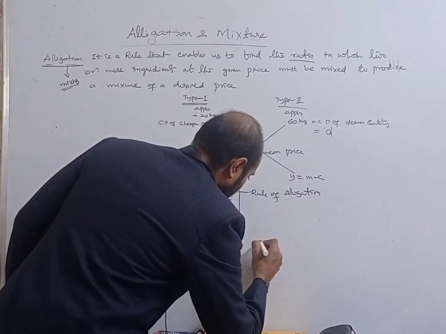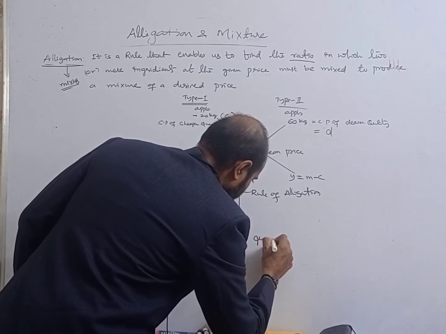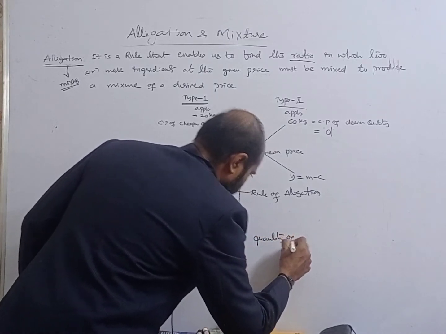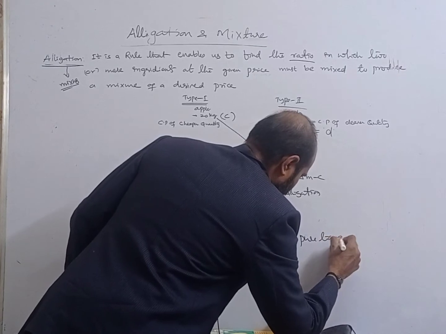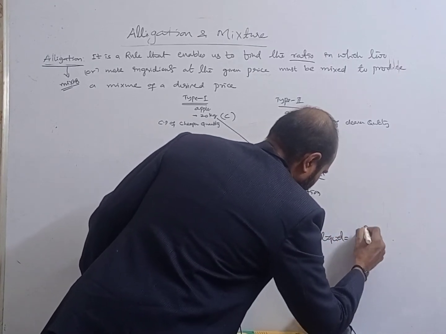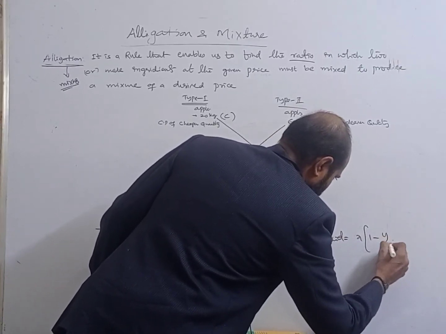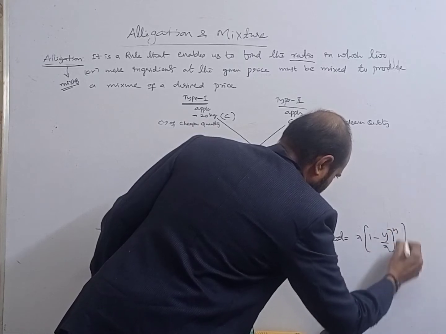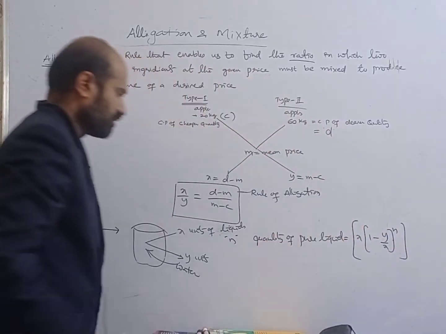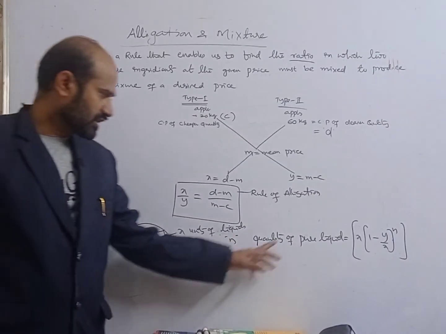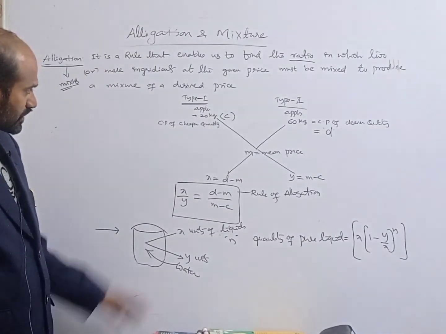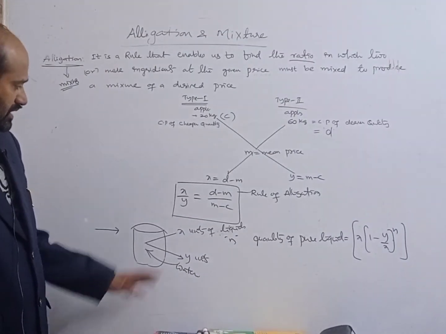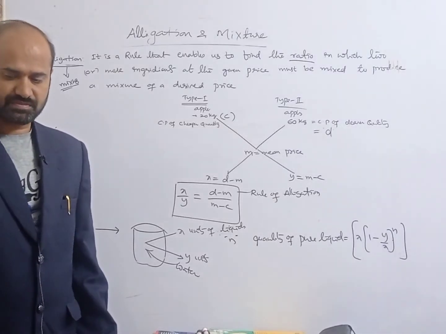the quantity of pure liquid is given by the formula x into (1 minus y by x) whole power n. This is the formula for the quantity of pure liquid. So by using this we can solve some basic problems.